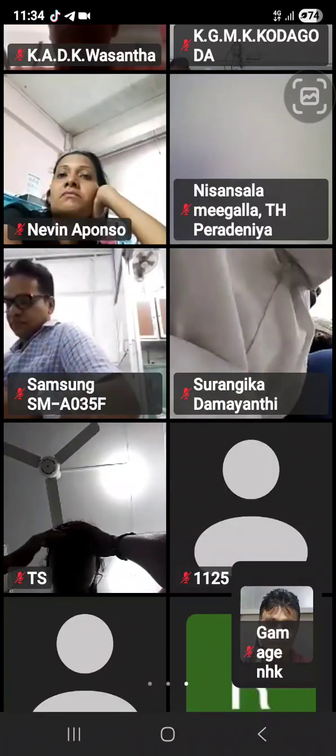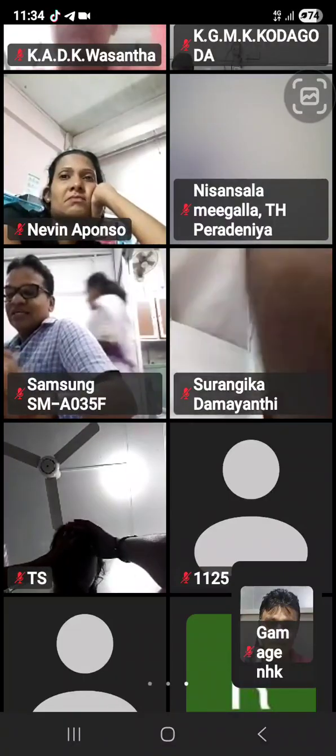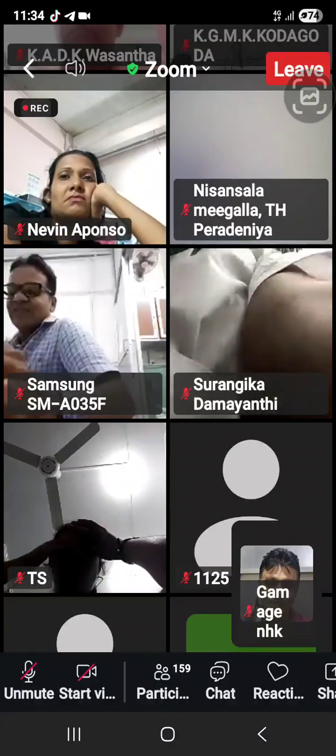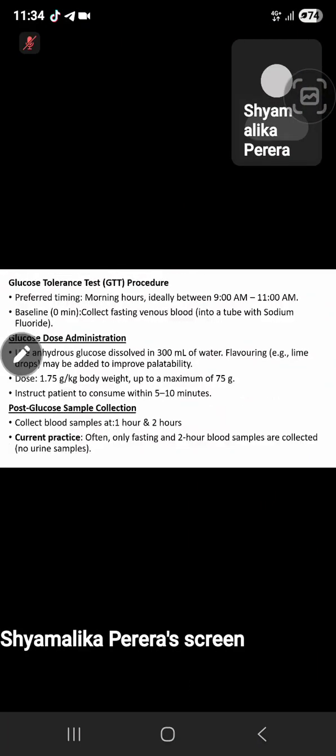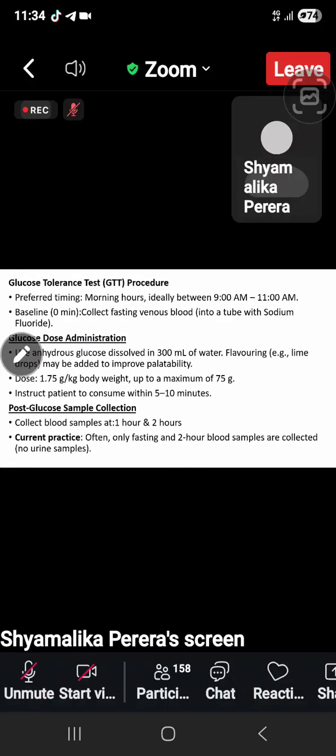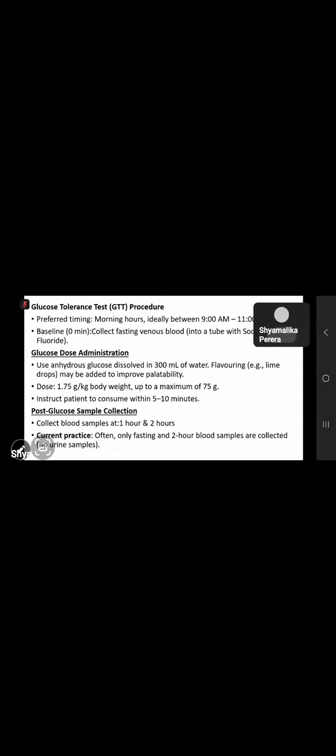If you need, you can add some flavoring, but ask the patient to consume this glucose dose within 5 to 10 minutes, because if you are dragging this glucose intake, it will change your results. And after that, you have to wait for another 1 hour or 2 hours to take the samples. Initially we were taking a fasting blood sugar sample, an after 1 hour sample, and an after 2nd hour sample. But nowadays, current practice is a fasting blood sugar sample and directly an after 2 hour sample.